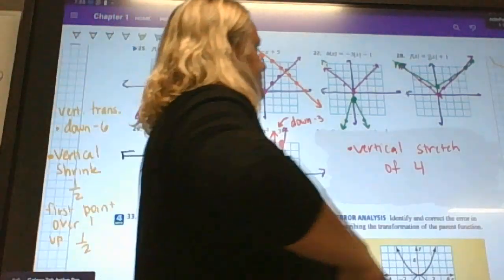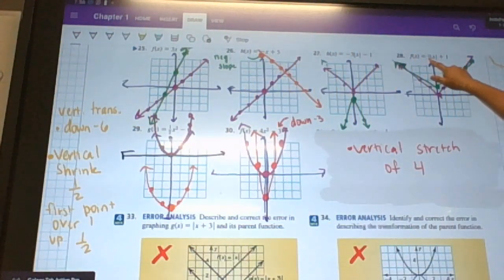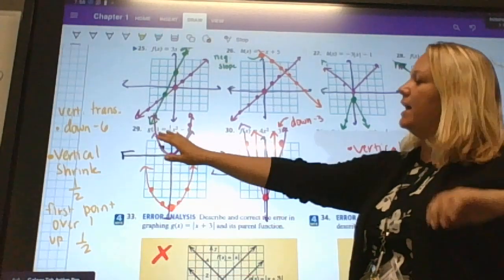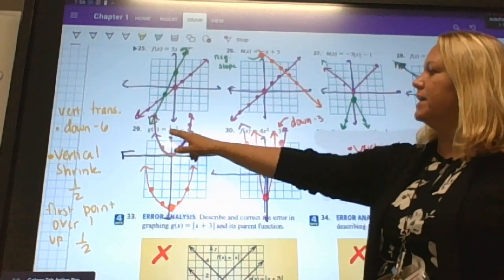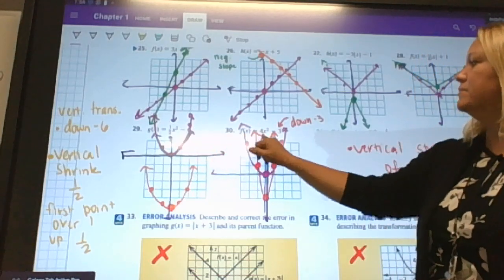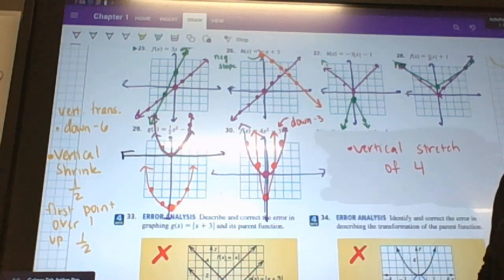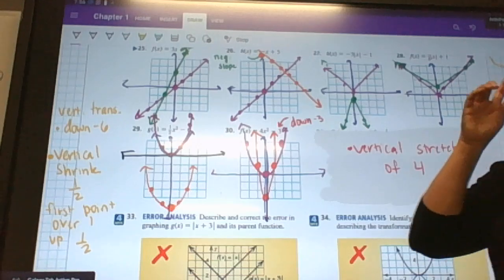So in 28, with the branches, change the slope. And now in 29, it really affects where you put your first point. This is how far up you go when you go over 1. We've got a question on stretches and strengths. Kind of the last piece of understanding these transformations. Things are coming together for you guys. If there's no questions, let me walk around real quick. And then we'll move on.